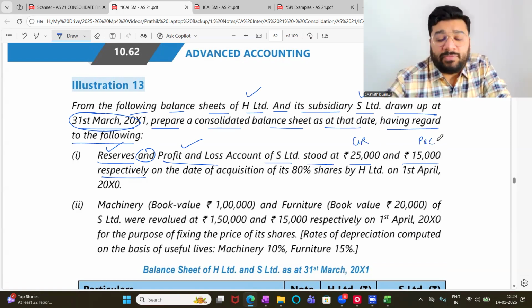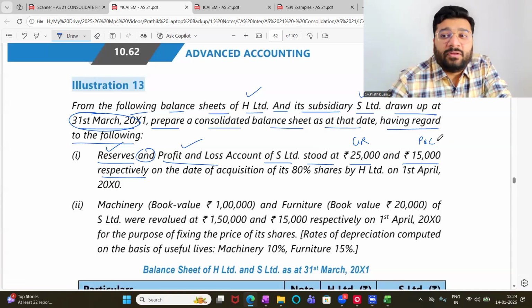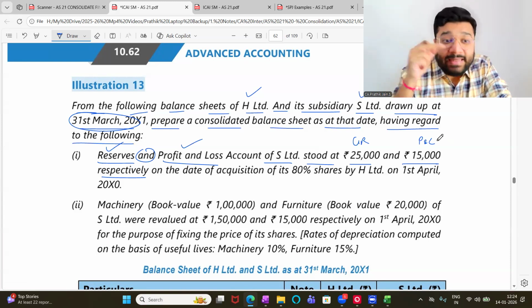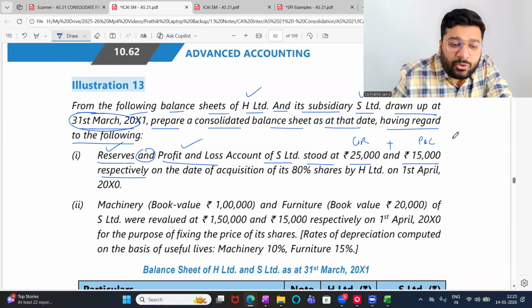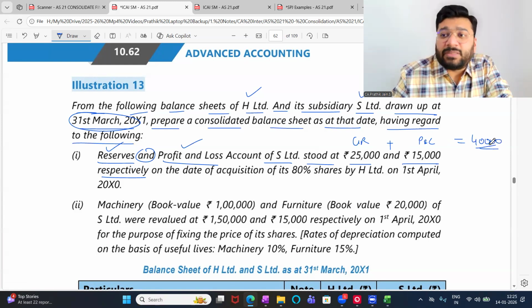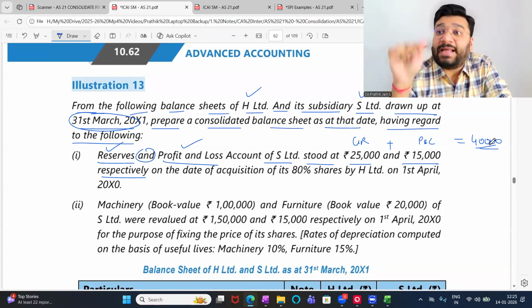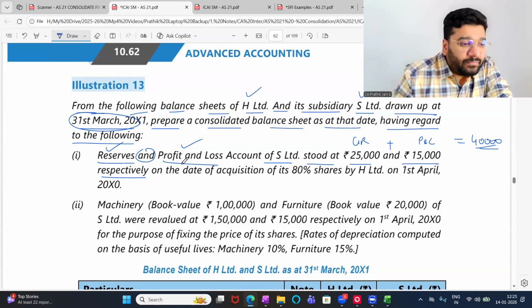So far in all the questions, when we prepared the AOP, we considered all reserve and surplus, which is nothing but total reserve and surplus. They gave the total. Here, instead of giving the total, they have given the breakup. If I add these both, the total is 40,000. But when you prepare the AOP, when the total is given, take the total. When the breakup is given, show the breakup in the AOP and then do the total inside the AOP itself.